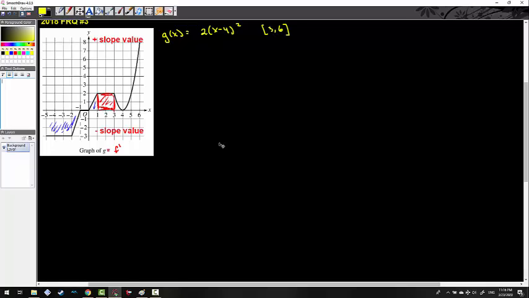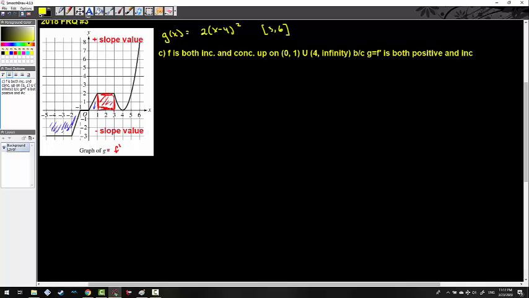If I'm a betting person, I'm thinking that f is both increasing and concave up on 0 to 1 union 4 to infinity. Now, you can do the sideways infinity sign. I cannot do that on the typing program, but then you just have to justify it. Here's where you want to be careful. If you don't establish the relationship between g and f prime, you are liable to lose points. So I would say g equals f prime is both positive and increasing.